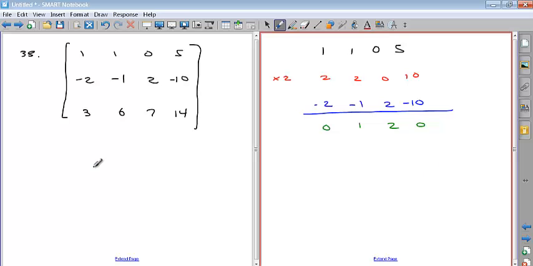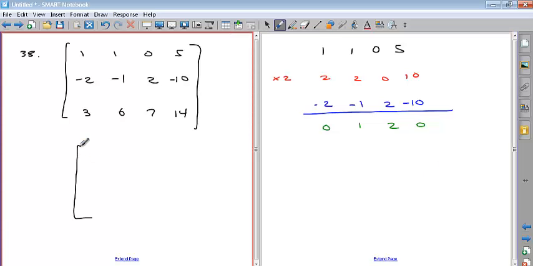Okay, so we can write the first and second rows. We get 1, 1, 0, 5. That doesn't ever change. If this is 1, this never changes. Then you have 0, 1, 2, 0. So that's the second row after you've multiplied the first row by 2 and added that to the second row.